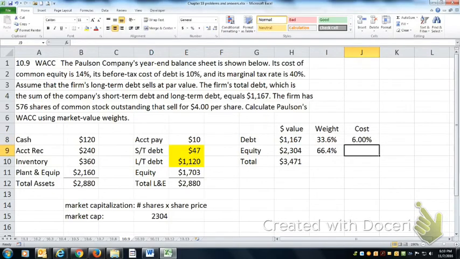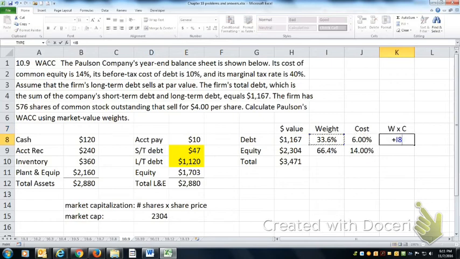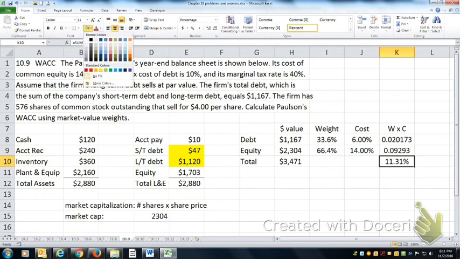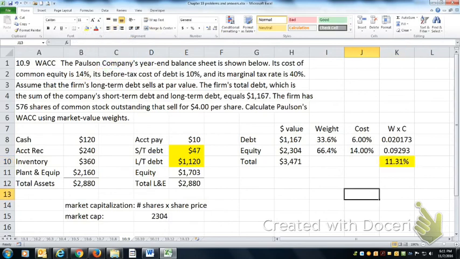The cost of equity, I could calculate using the given numbers, but they just tell me it's 14%. So plug that in, and then the weight times the cost. And then add those two numbers together, and there's your weighted average cost of capital. All right. So the answer is 11.31%.